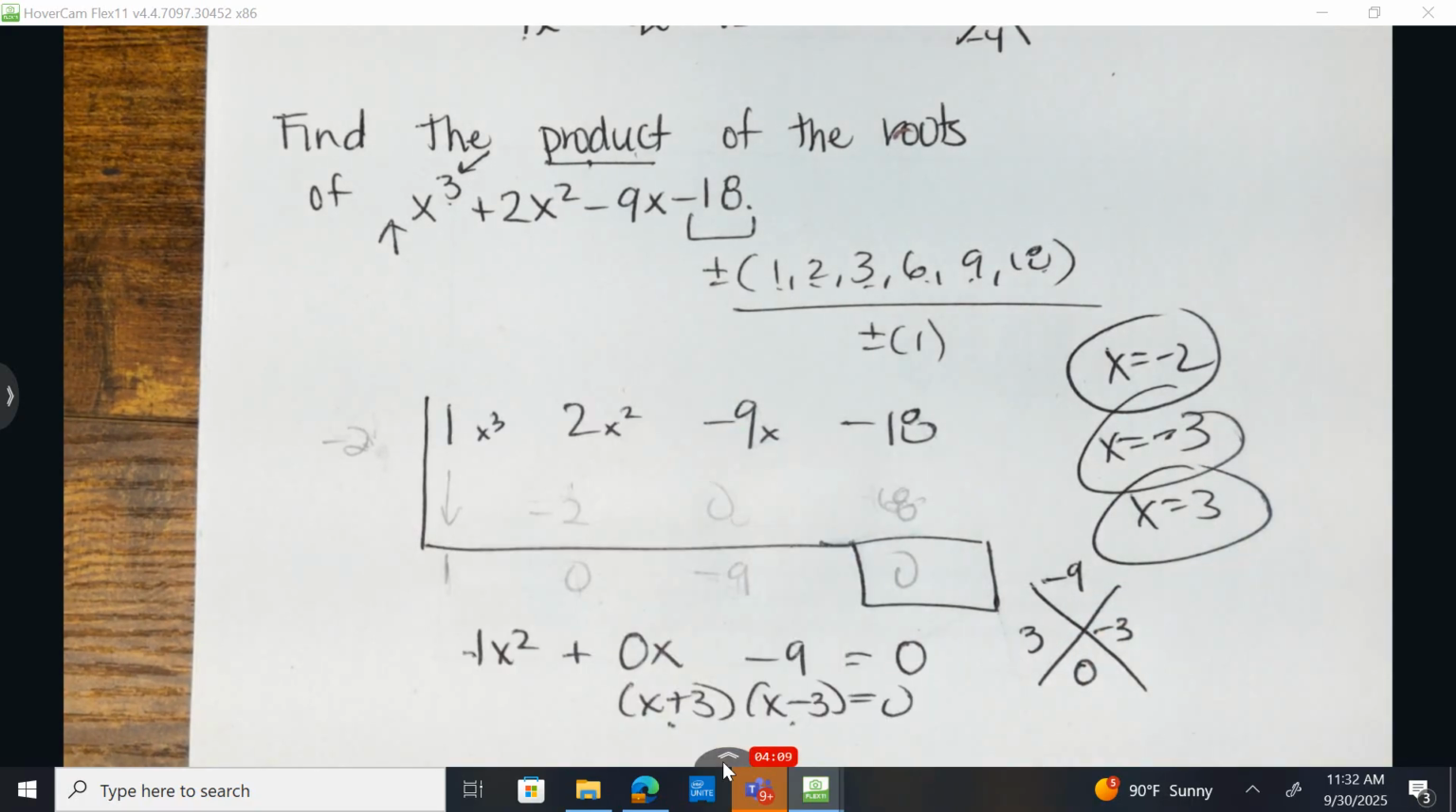The product means we're going to multiply them. So this multiplies to equal -9. -9 times -2 is a +18.